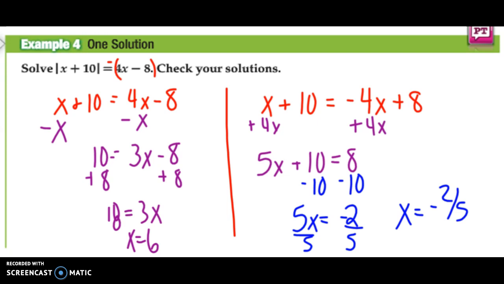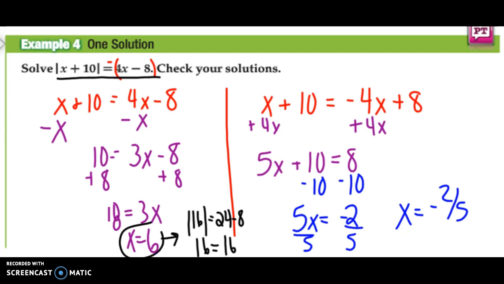All right. Now, let's look at 6 first. Okay, so if I put 6 into my original equation with an absolute value, 6 plus 10 would be the absolute value of 16 is equal to 4 times 6 is 24 minus 8. Now, absolute value of 16 is 16. 24 minus 8 is 16. Okay, so this one works. So I can circle it. X equals 6. Let's try the next side over here.